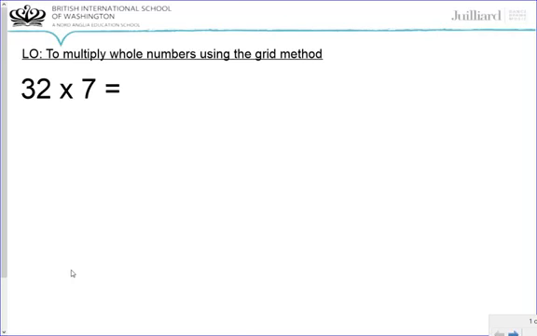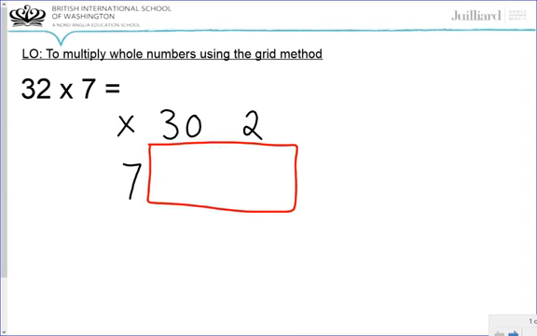So this calculation here, 32 times 7, I need to partition 32 into its two parts, so it's tens and units, so 30 and 2. I'm multiplying that by 7. I'm going to draw my grid, hence the name grid method. I'm going to separate it, and now I'm going to do 7 multiplied by 30.